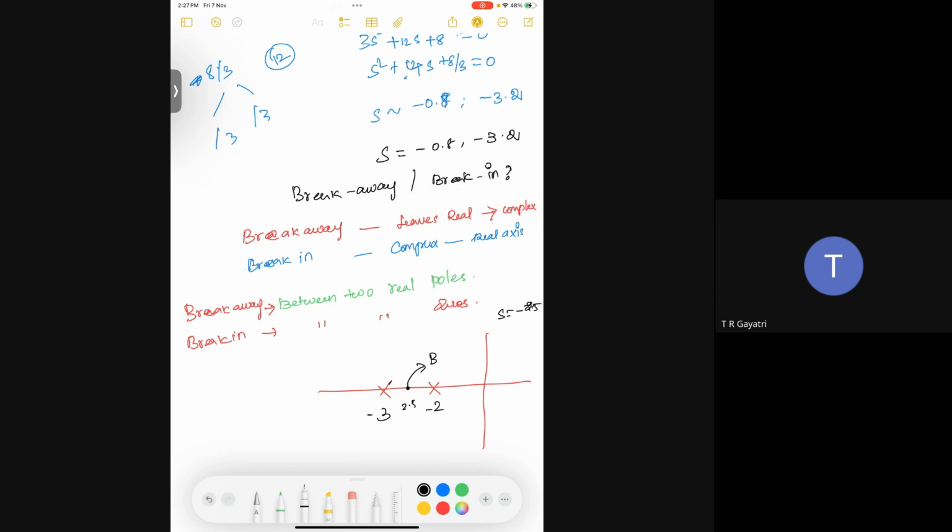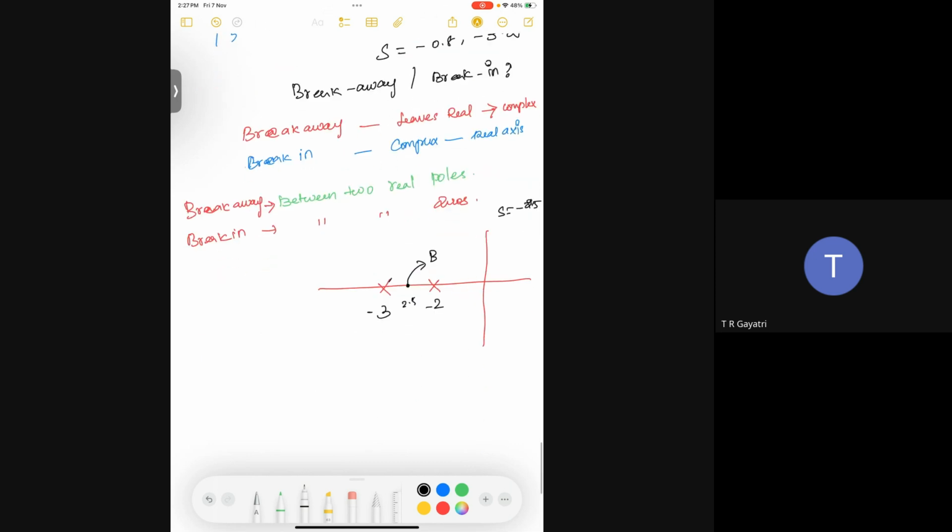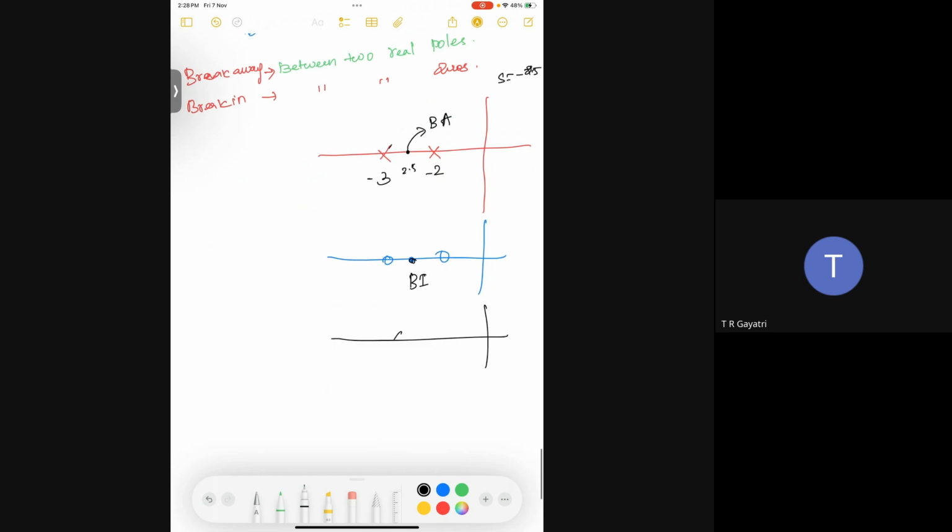Sorry. So, if the point comes in between two real poles, we call it a breakaway point. In the same case, if it comes between two real zeros, we call it a break-in point. Then we get a question: what if it comes between one real pole and one real zero? How do we call that?